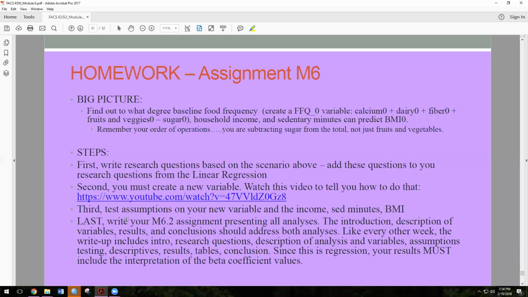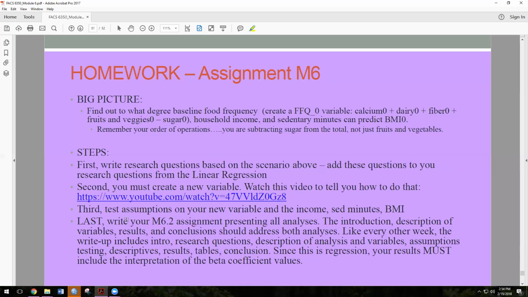And then for the second part of your homework, the big picture is that you're going to find out to what degree baseline food frequency, household income, and sedentary minutes can predict baseline BMI. There is currently no variable in your data set called food frequency, so you have to make that variable. You're going to call it FFQ_0.